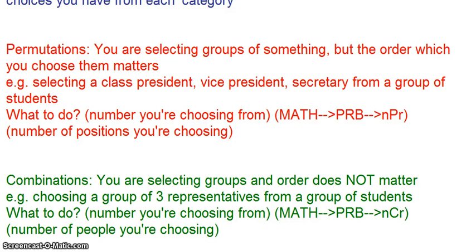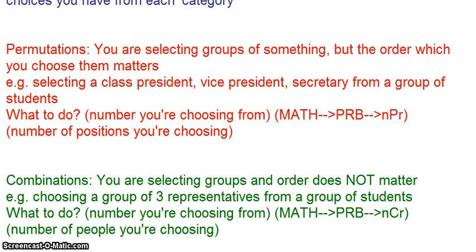Permutations, you are selecting groups of something, but the order of which does matter. So say you are selecting a class president, vice president, and secretary from a group of students. If I was just selecting 3 students, their order would matter because one person is going to have a particular role compared to another.